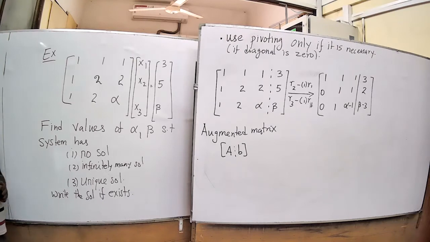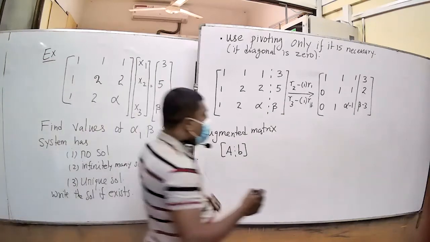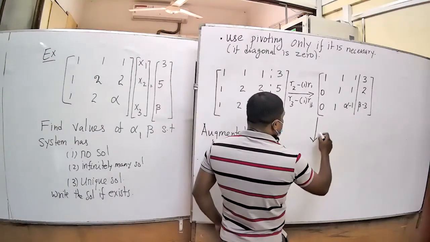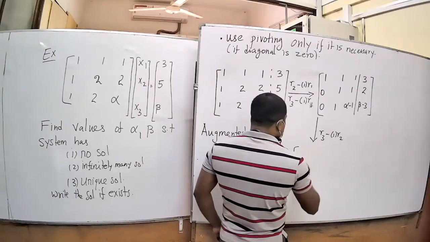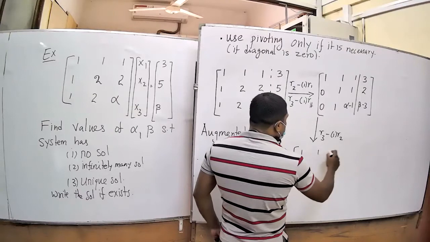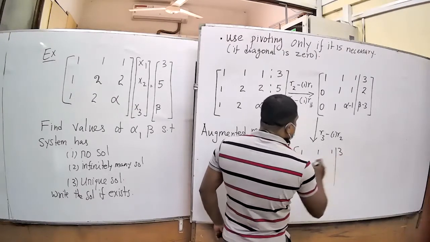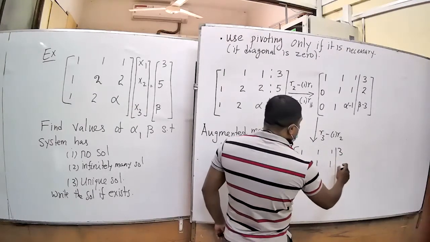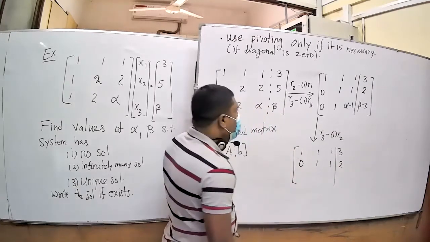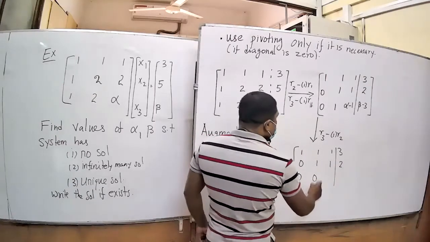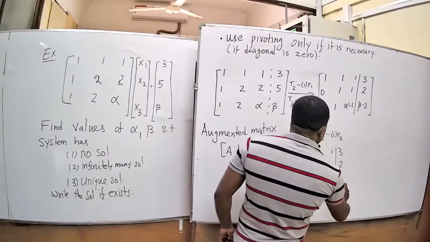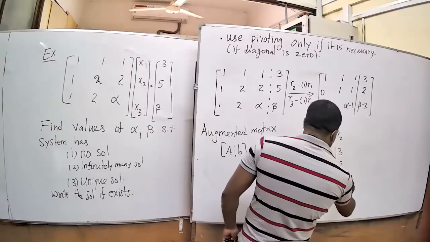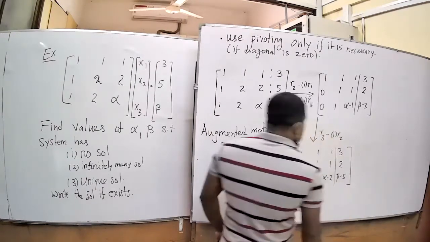Now, no need for interchanging. So you can eliminate again. This time R3 minus 1 times R2. So your first row is 1, 1, 1 and 3. The second row is 0, 1, 1 and 2. The third row is 0, 1 minus 1 is 0, alpha minus 2, and beta minus 5. Okay?